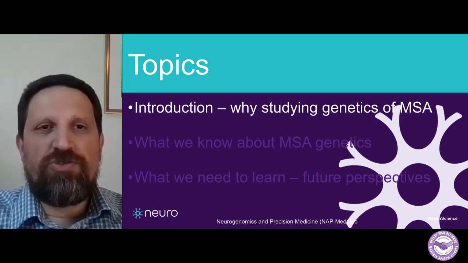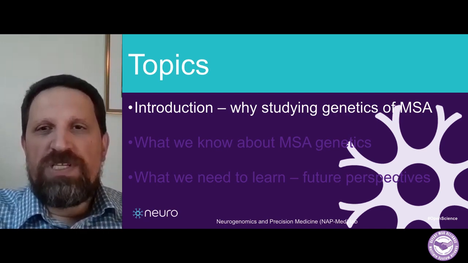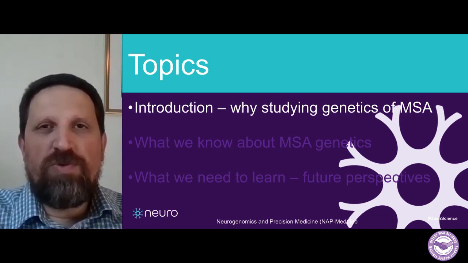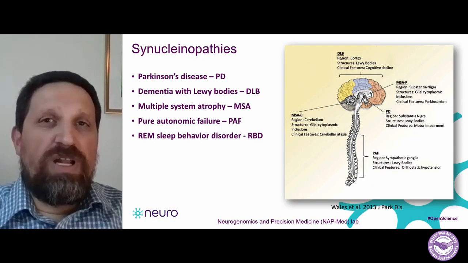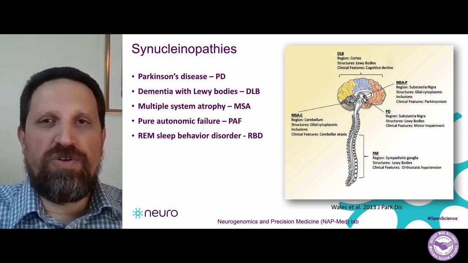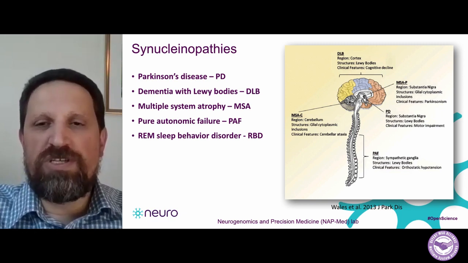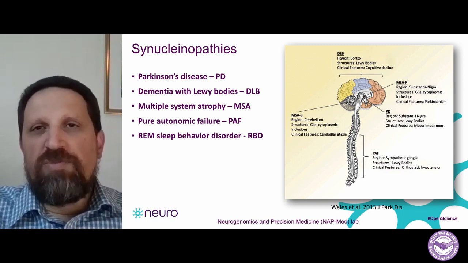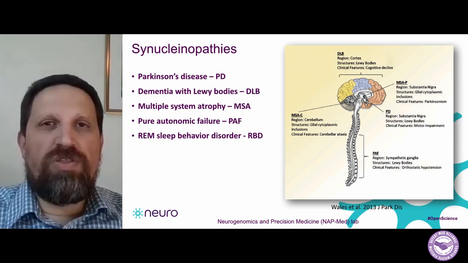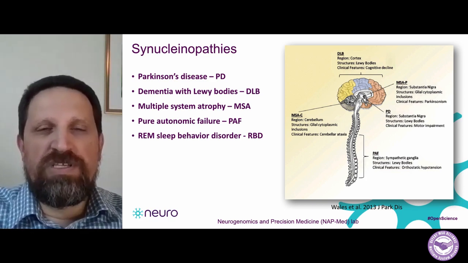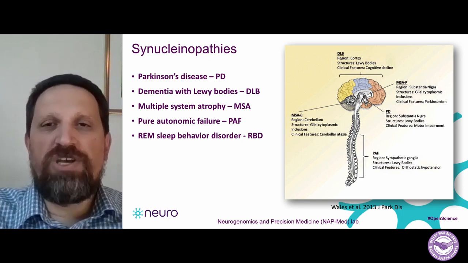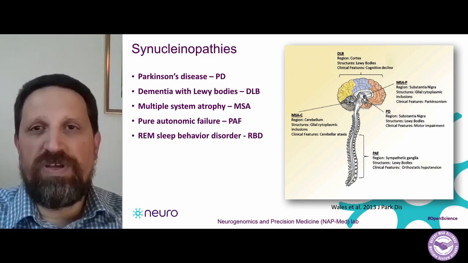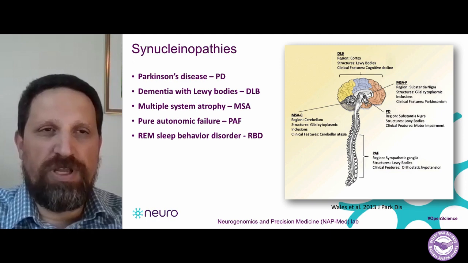So let's start with the introduction. Why are we studying the genetics of MSA? Why is it important? So just to give you a little bit of background, I'm sure most of you know it, but just so that all of us are on the same page, I'm going to mention diseases that I will call by the general name synucleinopathies. Synucleinopathies is a group of diseases in which there is an accumulation in different regions of the brain of a protein called alpha-synuclein.